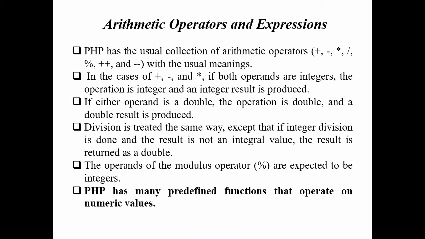So now we have arithmetic operators and expressions. We have basic arithmetic operators like addition, subtraction, division, multiplication, the modulus operator, increment, and decrement. All these operators are supported by PHP. In the case of plus, minus, and star, if both operands are integers, then the output is also an integer, no doubt.